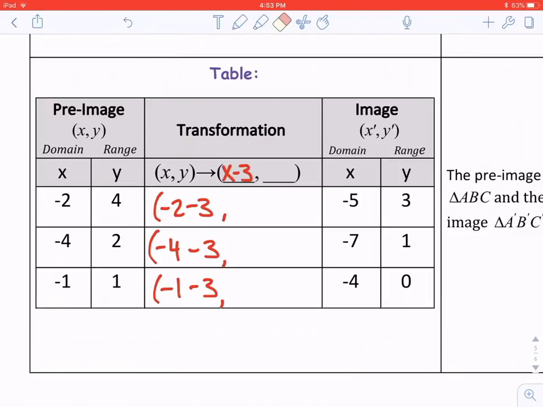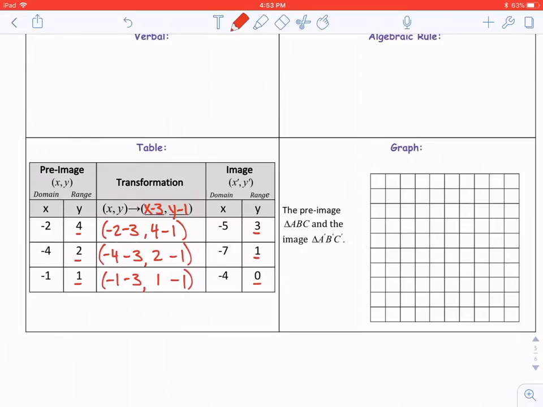So let me clean up my table just a little. The y value for the pre-image first coordinate is 4, and then the image is 3. So to go from 4 to 3, we need to take away 1. So let's see if that rule would work, because it needs to work for every coordinate. So 2 minus 1 does equal 1, and 1 minus 1 does equal 0. So now we figured out that it went down 1 for this pre-image to equal the image. It had to shift down 1.